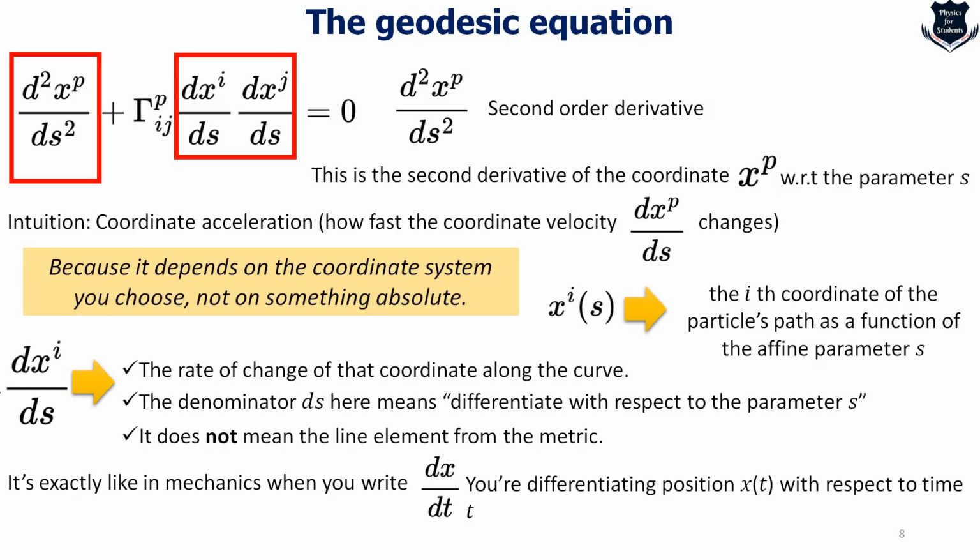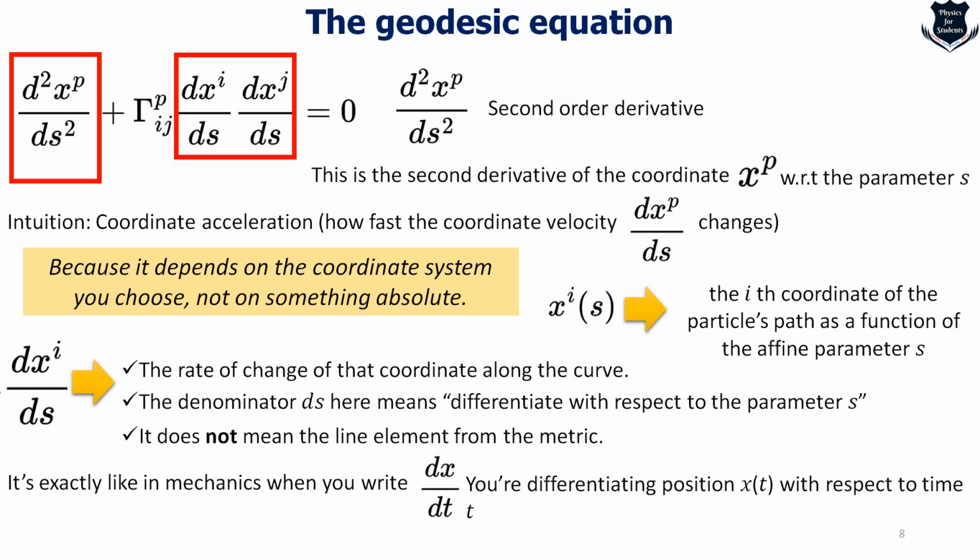So now if I say this, that because it depends on the coordinate system you choose, not on something absolute, what I'm trying to mean is this. I'm trying to mean that the quantities like dx^i upon ds and d square x^i upon ds square, both the terms shown in the geodesic equation, are not absolute. That means physical properties that exist independently of how space is described, they depend on the mathematical coordinate system being used. So it depends entirely on the coordinate system, not on something absolute that you select.